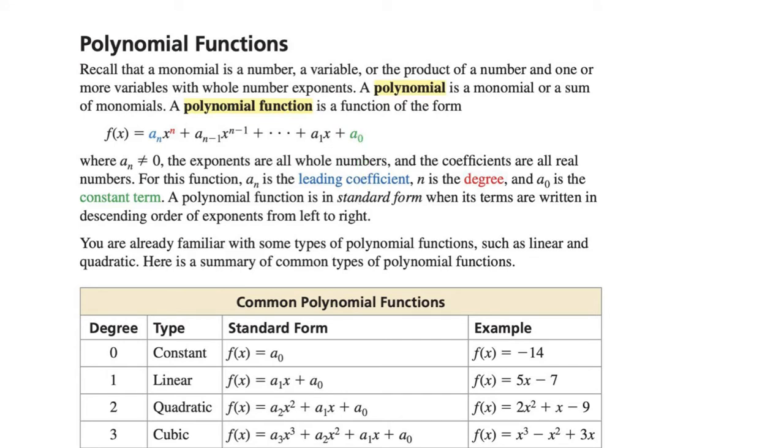So a polynomial, as a review, is made of monomials. A monomial is just a number, a variable, or the product of numbers and one or more variables with whole number exponents. This here is very important: my exponents have to be whole number exponents, and they have to be positive exponents, right?